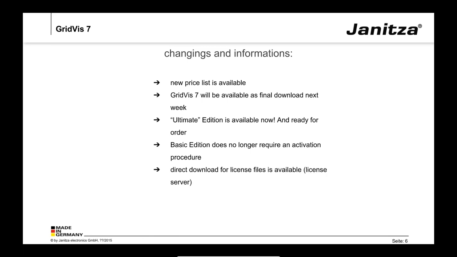Then we have a direct download for our license file. If you log in to our license server, in the past we had to send you the license file by email. Now you have an additional function so that you can directly download this file. That makes it easier if you install GridVis at the customer's site, and you do not have email access or something else. You can directly download the file.